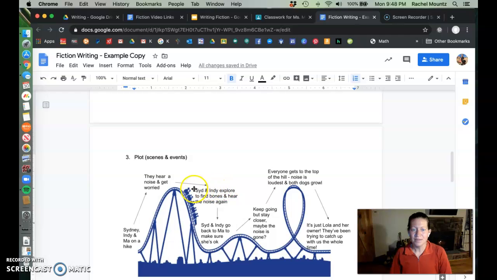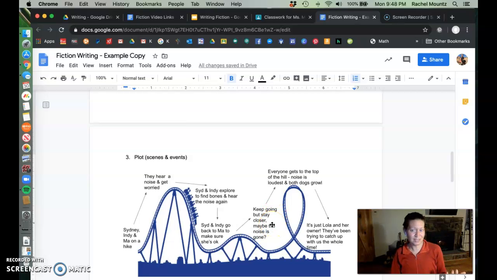Event number 1, Sydney and Indy decide to go explore, to go find bones, but they hear the noise again. Uh-oh. Event 2, they run back to make sure I'm okay. And I am okay, but I'm a little bit worried. So event 3, we keep going, but we stay close together.